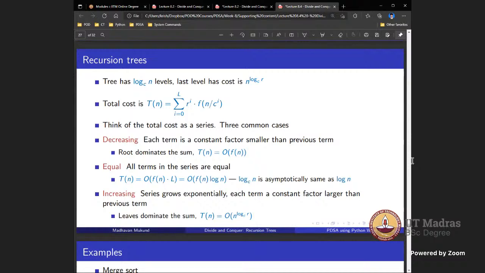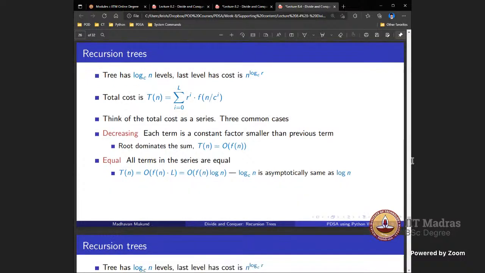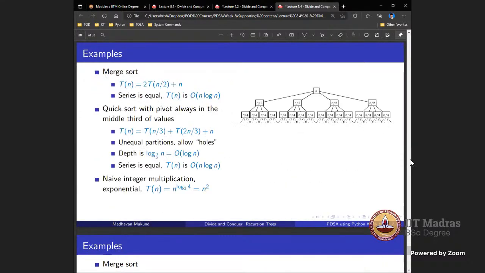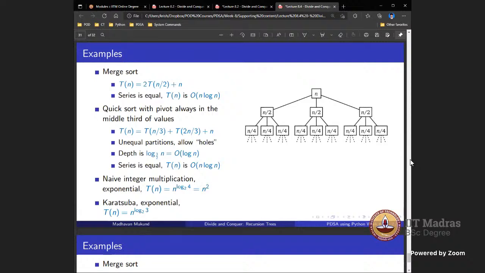So we need to calculate this series. Yes, T n equals O of f of n. Can you take an example and calculate this? Sir gave one example, the merge sort. If you compute that series, it will be exactly the same.